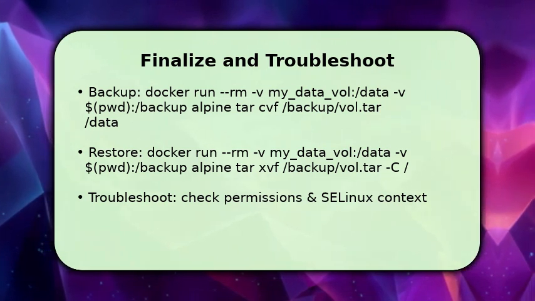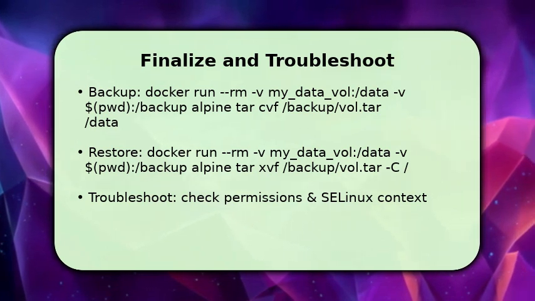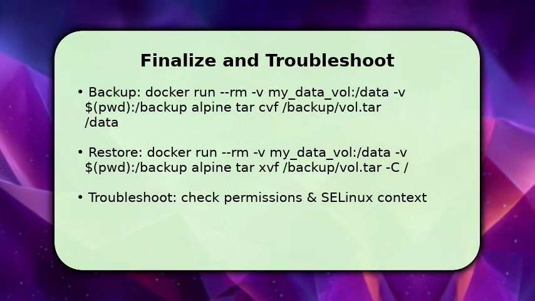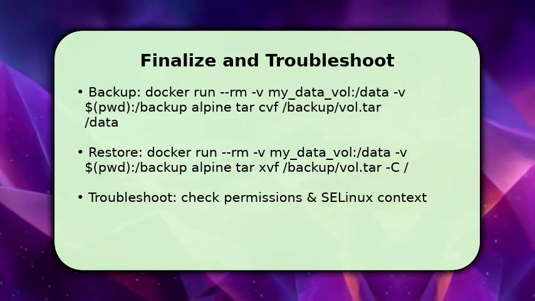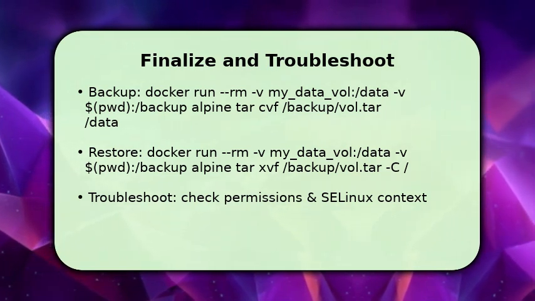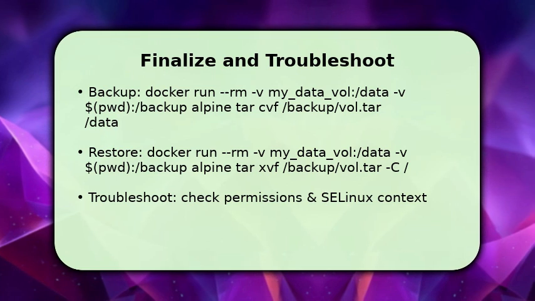Make sure file ownership and permissions match the container's runtime user. Mismatches are the most common issue. If files seem missing, run docker volume inspect and verify SELinux or AppArmor contexts on the host. Adjusting contexts or using Z flags often resolves permission-related access failures.